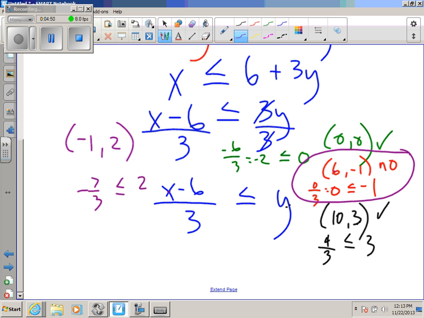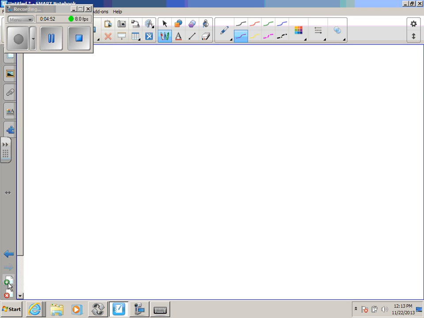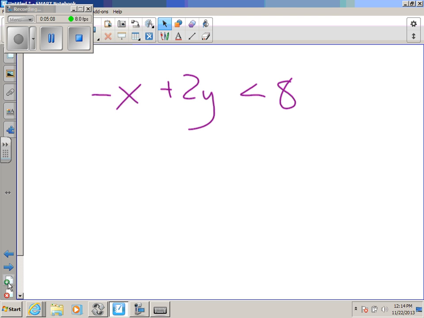Guided practice toward the bottom of the page on page 405. Negative x plus 2y less than 8. Let's rewrite so that we solve for y. That means when we plug in for x, it should make it easier to figure out. Okay, so in order to do this, what should I do here? Which is going to make the most sense? Raven.